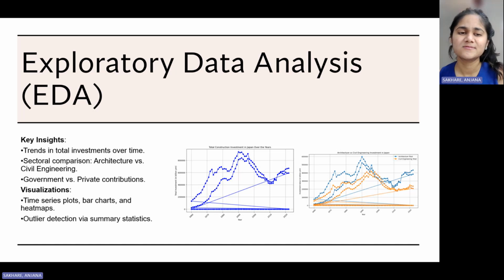The next one is the exploratory data analysis. So the government contributions dominated more in civil engineering, while the private investments concentrated on the architectural side according to the EDA, which also indicated investment trends throughout the time. To examine the data and to find the patterns, I used heat maps, bar charts, and time series plots as well. The outcome is that the private contributions are primarily concentrated on the architecture, whereas the government investments lead in the civil engineering.